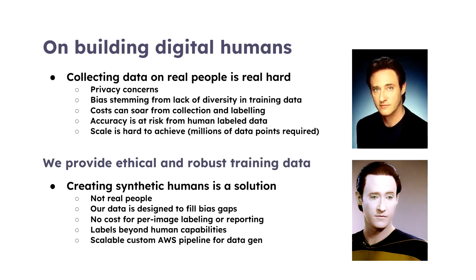So, why do we build digital humans? One large reason is that it was a previously unsolved problem in the CV and ML space. Collecting real-world data on humans is hard and problematic. There are privacy, bias, cost, quality, and scale problems. We solve these issues by way of synthetic data. We aren't using real people. We specifically fill in the gaps created by bias. We lower costs as our labeling comes for free. Our quality is pixel perfect, and we scale dynamically.